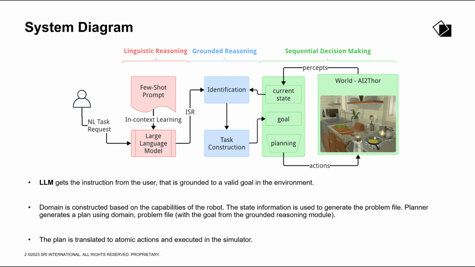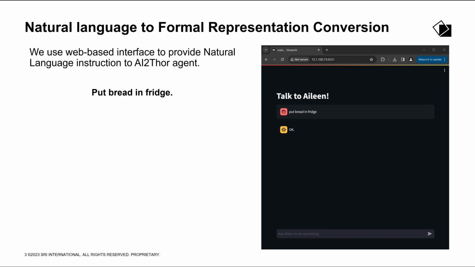This, with the robot's capabilities and the current state description, is converted to a planning task and sent to a planner to generate a plan. The plan is executed in the AI2Thor environment. Now, let's look at each of these parts more closely.